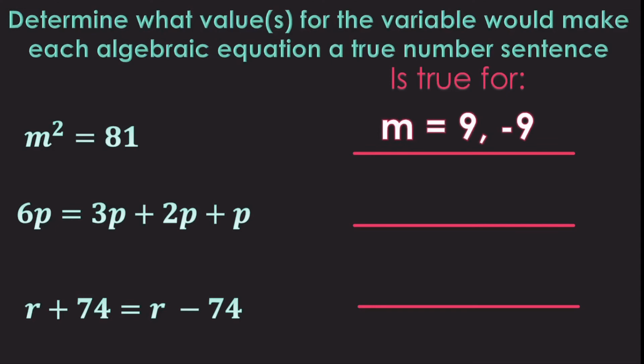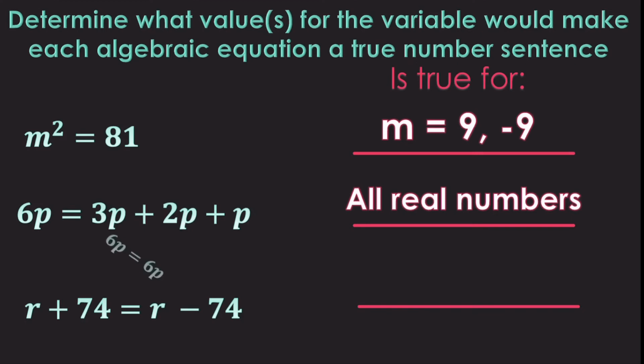Okay, so let's try that next one. You have 6p equals 3p plus 2p plus p. There's a little work you need to do before you can figure out the answer. But it's all real numbers. Well, how? How is that possible? Because if you simplify, and you should always simplify on both sides, you get 6p equals 6p. So the two sides are identical.